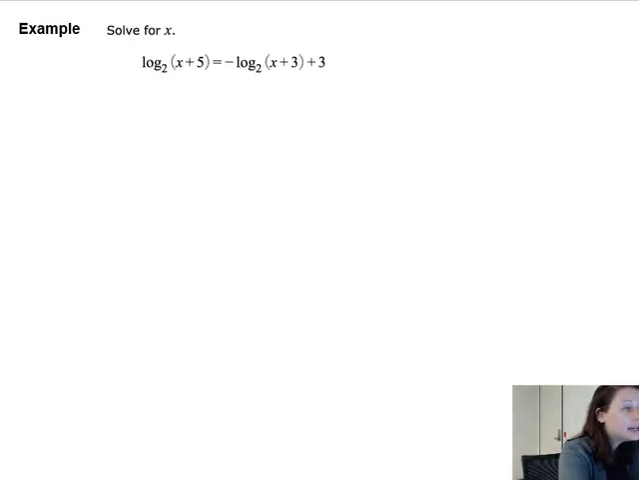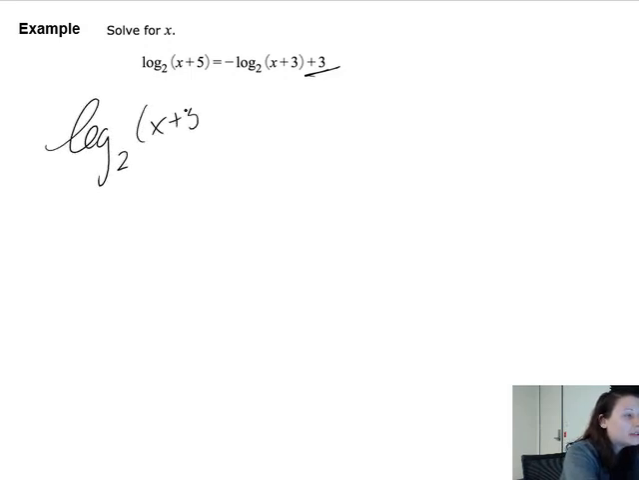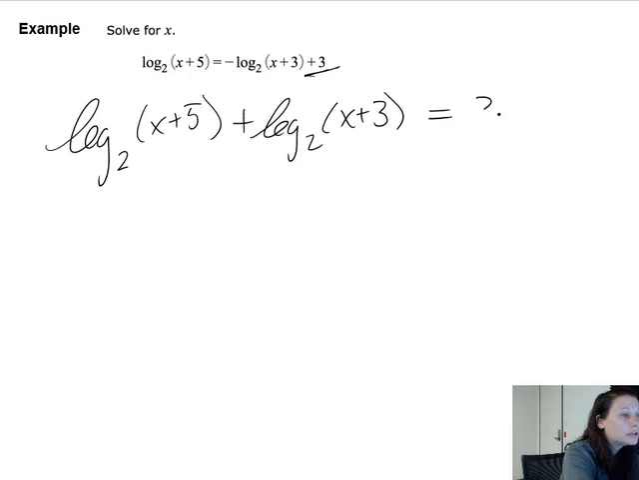Next is this one. This setup here is if we have multiple logs and they have the same base, but we have this other 3 there, that plus 3, that we don't really like. It messes things up. So let's take the logs to the same side. So this is log base 2 of x plus 5 plus log base 2 of x plus 3 equals 3.